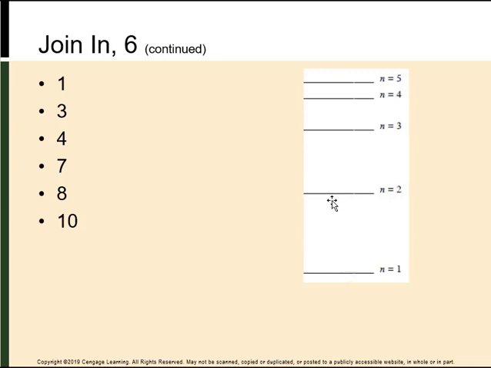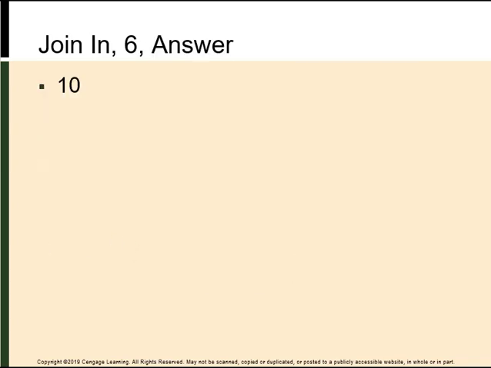What if I started at 3? 3 to 2, that would be 8. 3 to 1 would be 9. And then I could go from just 2 to 1. So I could have 10 total transitions.